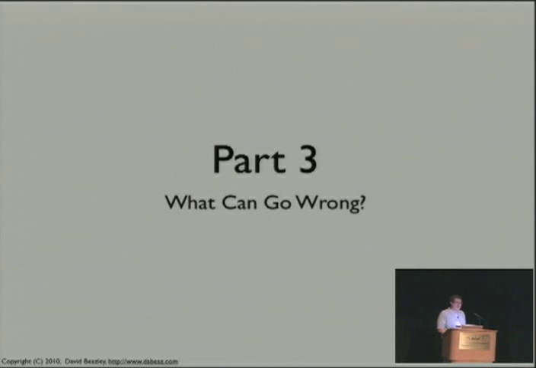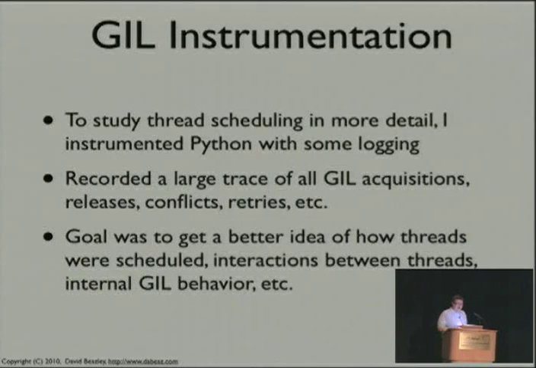Again, I apologize if that was the world's fastest coverage of operating system scheduling and condition variables. Now, what I want to talk about, and this is where it starts to get interesting, is what can go wrong with that, because we definitely saw this crazy behavior when we started off the talk. And to get a handle on this, I took a version of Python 2.6 and instrumented it with some logging.